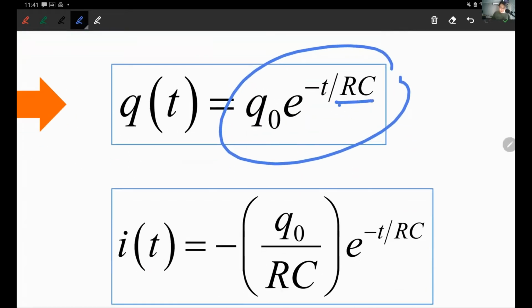and the RC gives you the characteristic time, how fast or how slow the charging or discharging will happen. Okay, I think that's good enough.